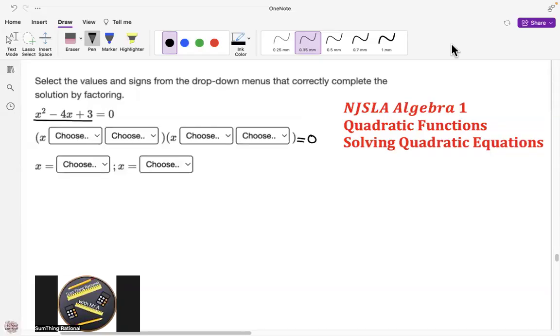Hello everyone. So we have been solving NJSLA Algebra 1 questions from release items. We are on the topic quadratic functions and solving quadratic equations. Feel free to pause the video and try to do it by yourself first.